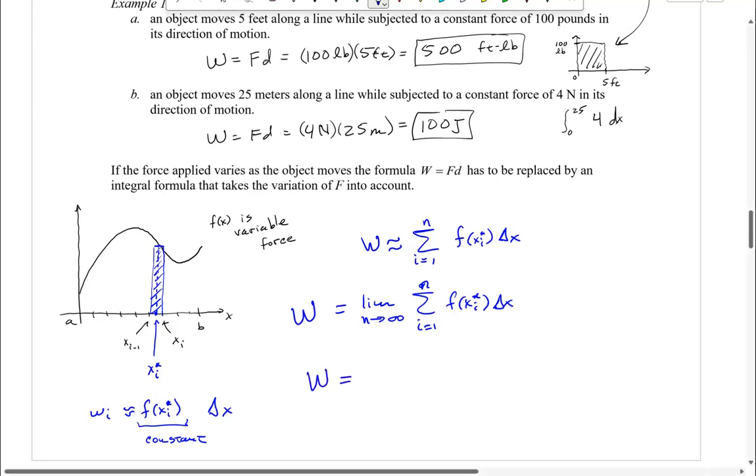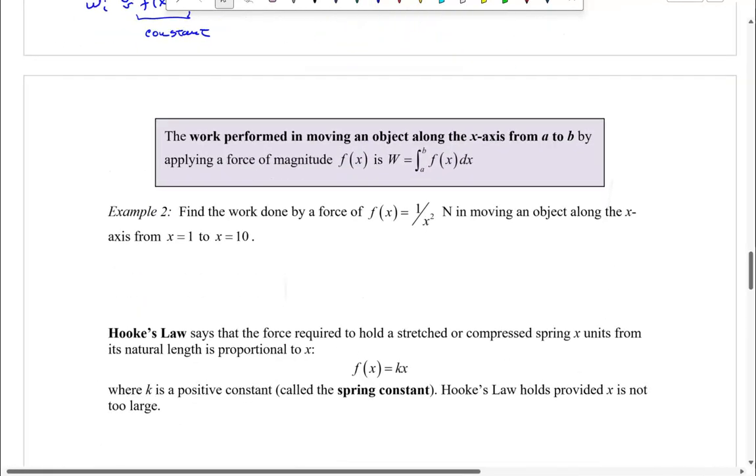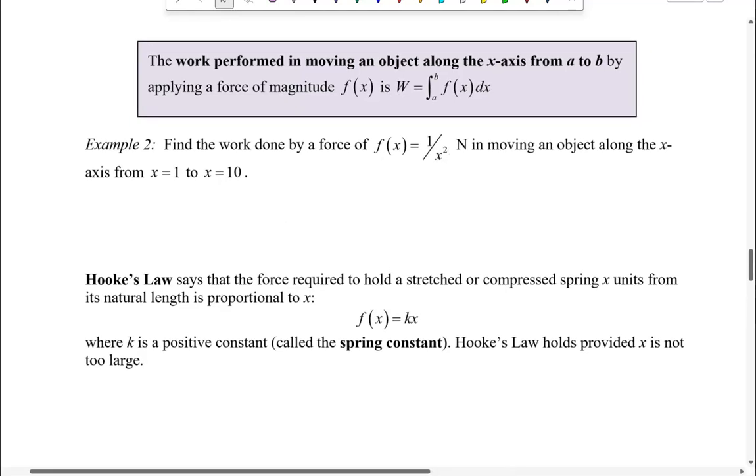And so this, of course, becomes the integral from A to B of f of x dx. And so that's just a very quick run through of where they're coming up with this. The work performed moving an object along the x-axis from A to B by applying a force of magnitude f of x, this is again a variable force, it changes depending on which x value you pick, is simply a matter of integrating the variable force from A to B.